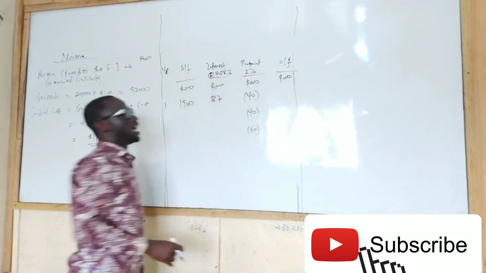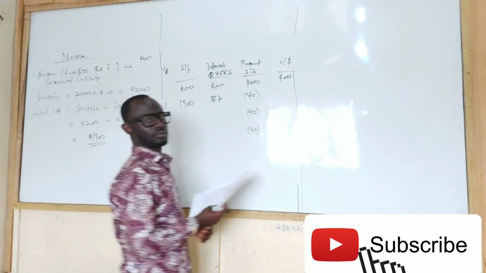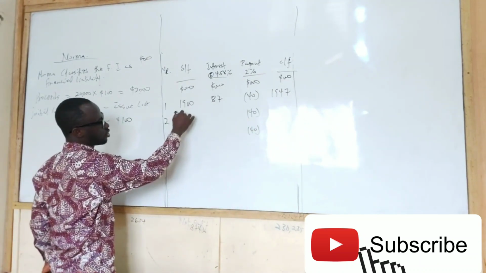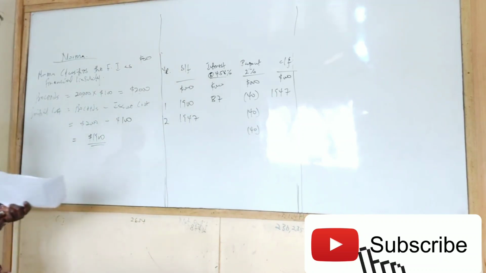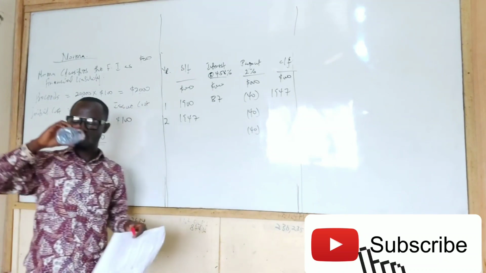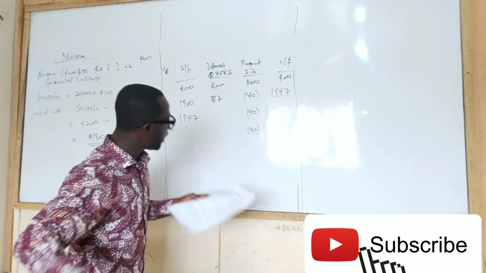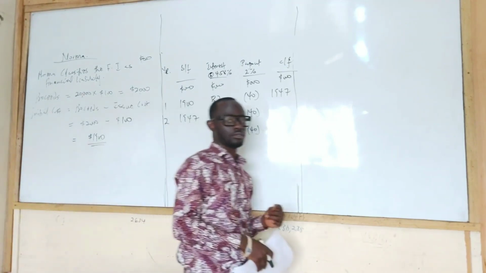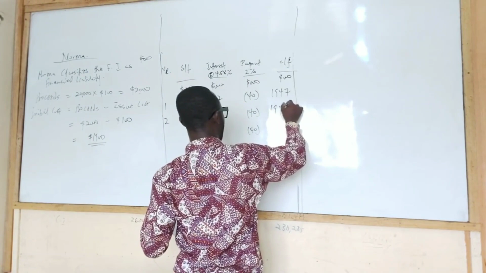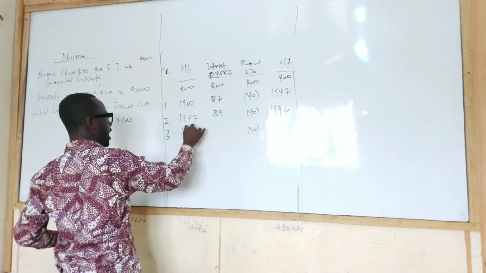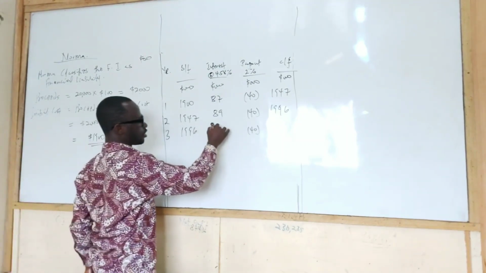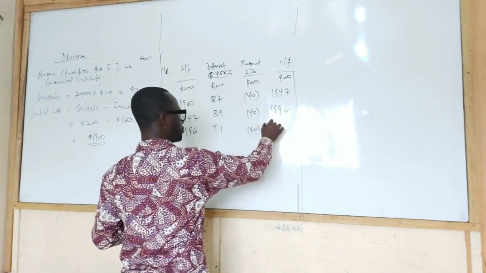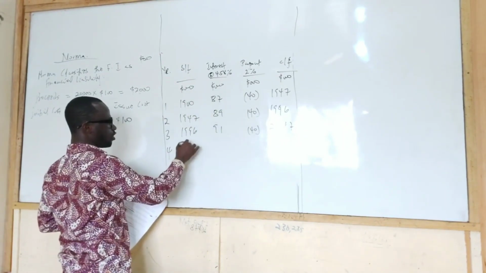So, give me the current value at the end of year 1. 1,947. That becomes the opening for year 2. Interest on that is 89. Carry forward is 1,996, the opening for year 3. Interest is 91. Carry forward is 2,047, the opening for year 4.